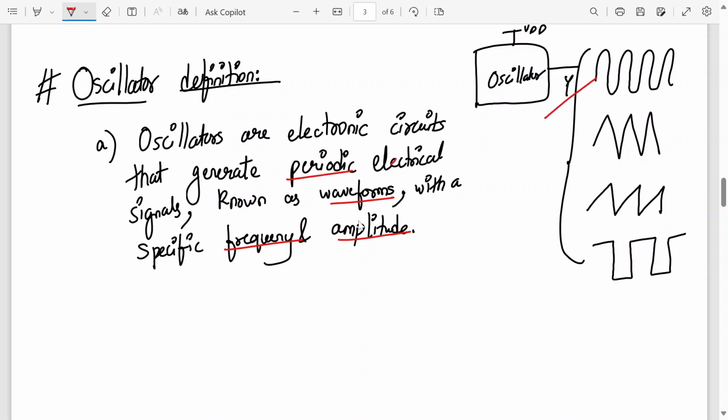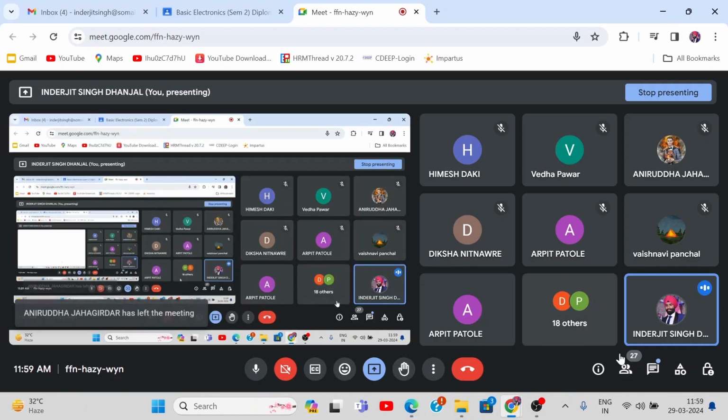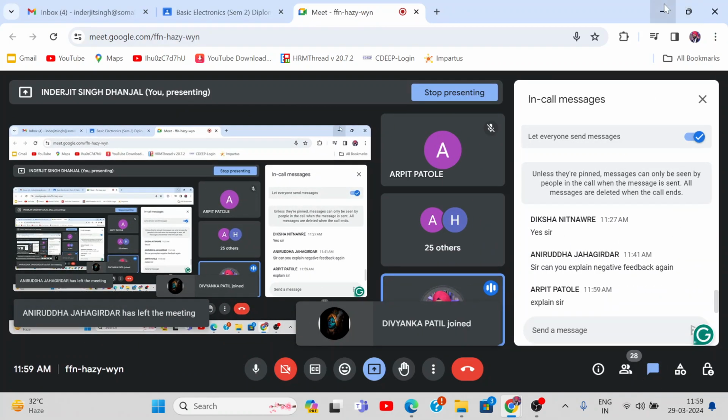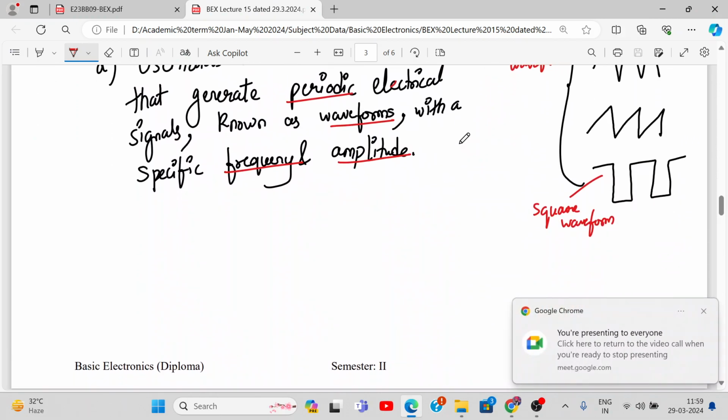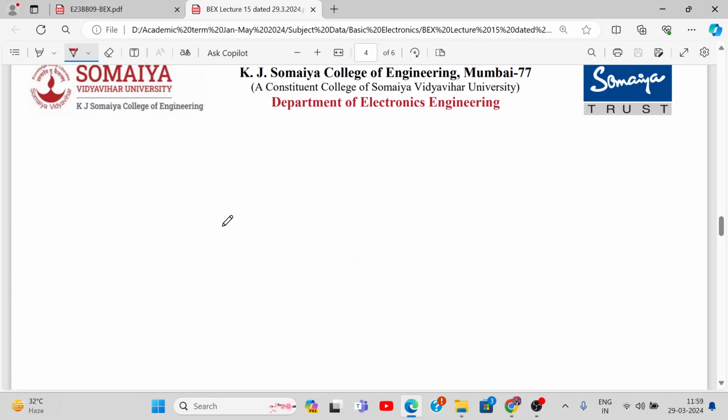So this is called a sine waveform, sinusoidal waveform. This is called a square waveform. This is called a waveform. This is called a sawtooth waveform. So let me read what answer you have written. Explain. Okay. Now let me consider a sinusoidal signal and tell you its frequency and amplitude.